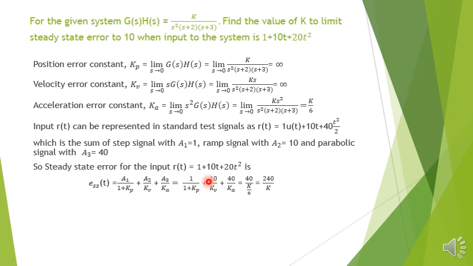If I substitute the values, Kp is infinity so this becomes 0, Kv is infinity so this becomes 0, but Ka equal to K by 6, so it is 240 by K. Now in the problem statement, it is given that the steady state error is 10. So that means 240 by K equal to 10. So K equal to 240 by 10, that is equal to 24.